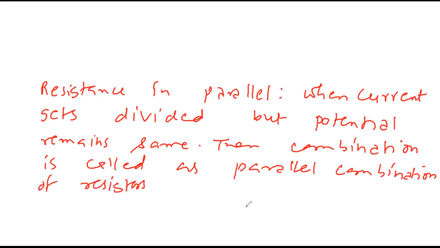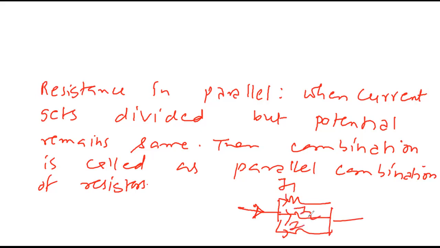Now see, what does it mean? If this is one resistance, another resistance, a third, one below another connected. Current comes here, it will get divided into three parts, I1, I2, I3. But these two points are the same, so the voltage across each is the same. But current gets divided. That combination is called parallel combination.